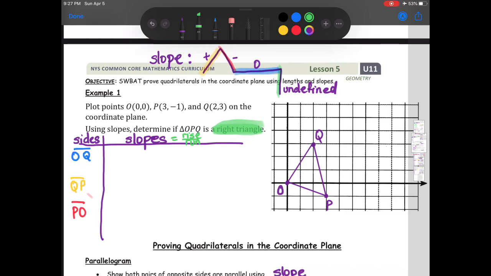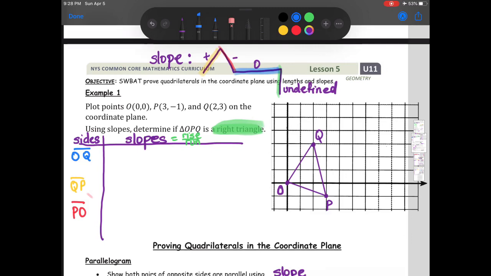And what do you know about the slopes of these lines? Then the slope should be what? Negative reciprocals. So let's find the slopes of each one of these sides and see if they are negative reciprocals of each other. I already wrote out all the sides. All you need to do is rise over run.